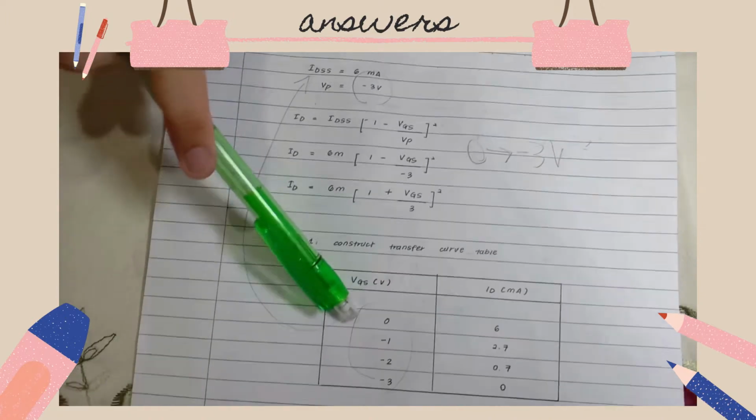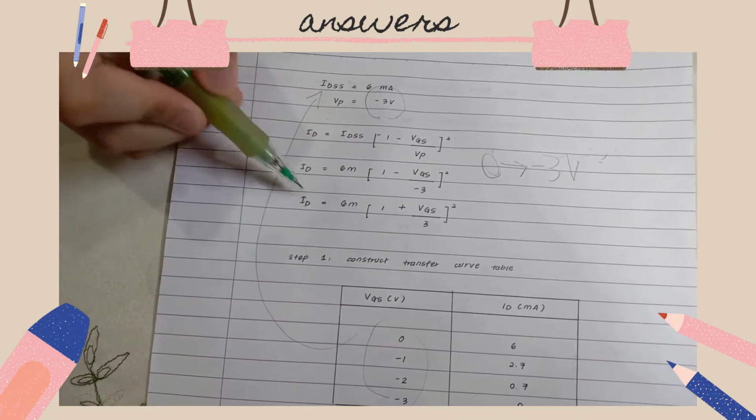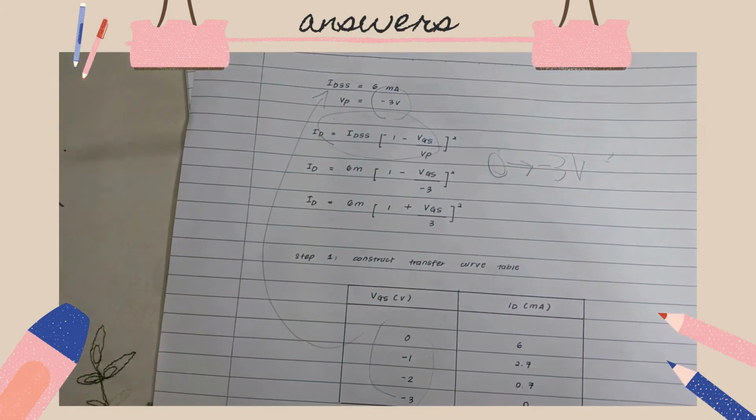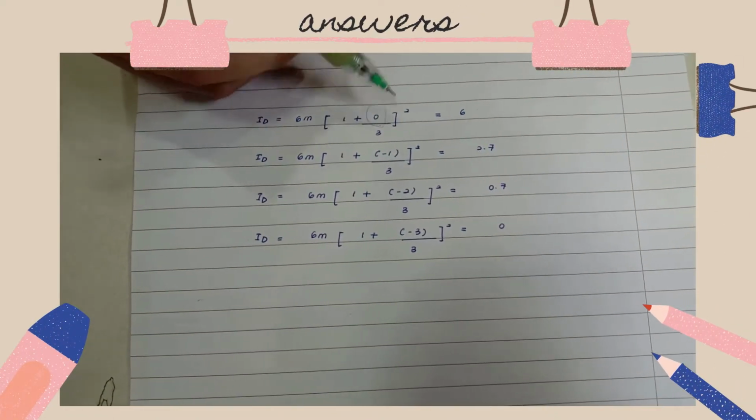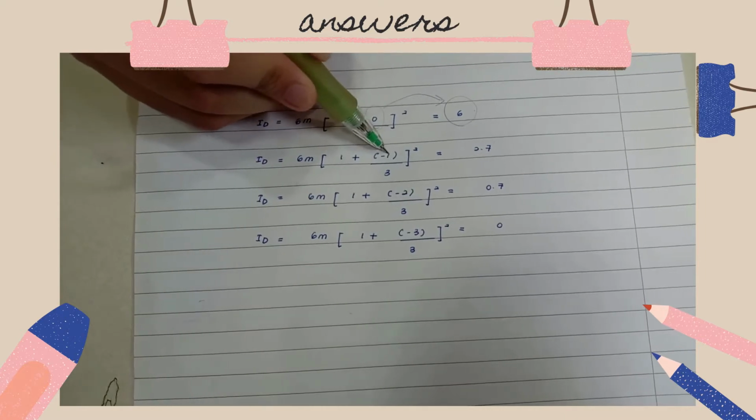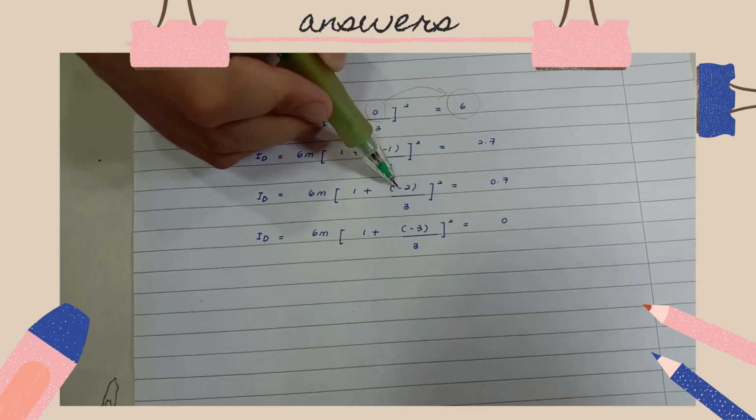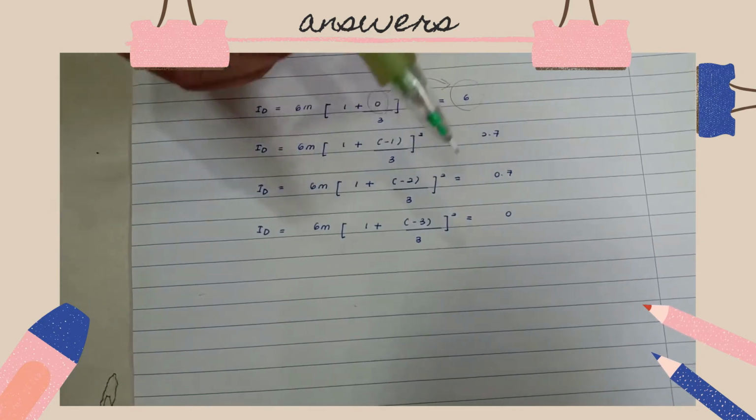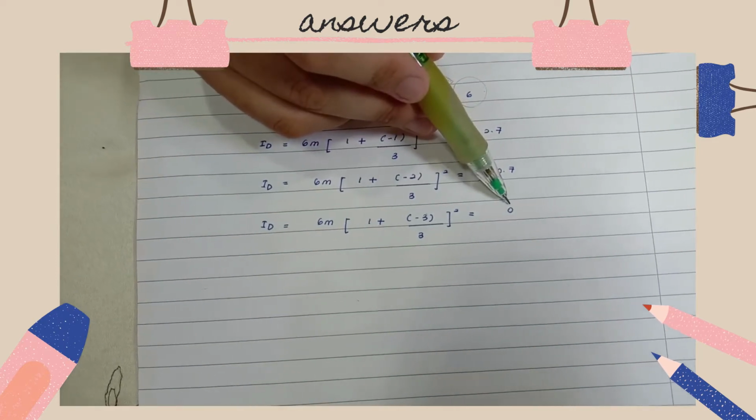Insert the value of VGS and the value of IDSS into the equation, and we can find the value of ID. So for VGS 0 volt, it is equal to 6 milliampere. VGS negative 1 volt, it is equal to 2.7 milliampere. VGS negative 2 volt, it is equal to 0.7 milliampere. VGS negative 3 volt, it is equal to 0 milliampere.